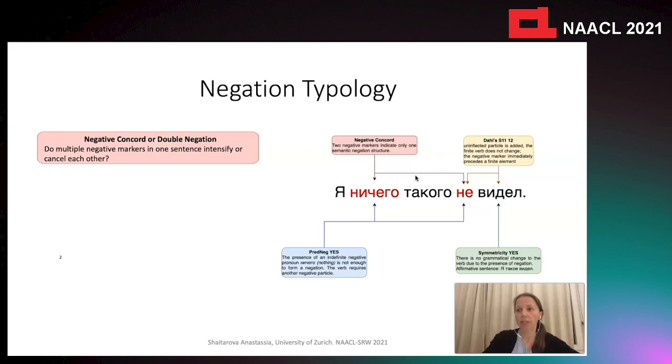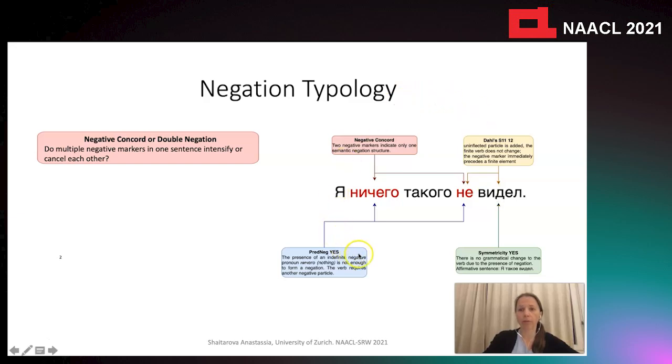Here in this Russian sentence, 2 negation cues express one semantic negation. Я ничего такого не видел. A verbatim translation would be "I nothing, such, not, saw." This can be translated into English as "I saw nothing" or "I didn't see anything." As we can see, English allows only one negation cue in a sentence.